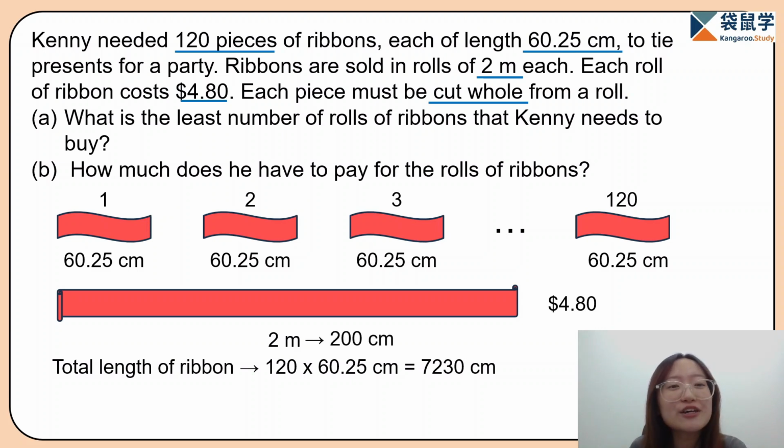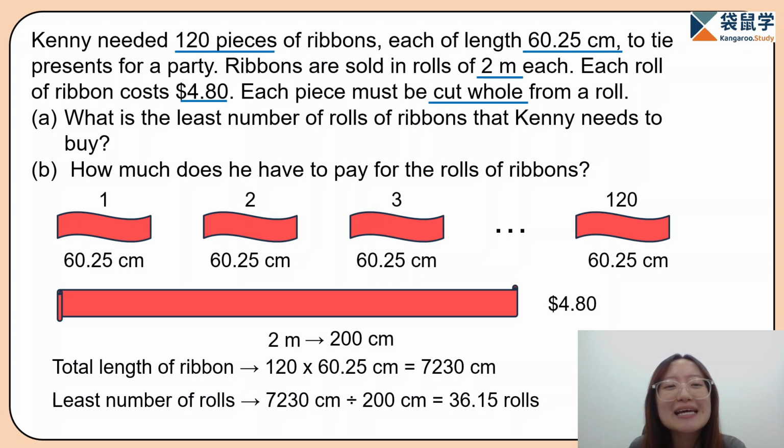Now, since all the units are the same, we can divide the total length by the length of each roll to get 36.15 rolls. But since we can't buy a fraction of one roll, will it be 36 or 37 rolls? It will be 37 rolls. If we have 36, it won't be enough. So it will be 37.